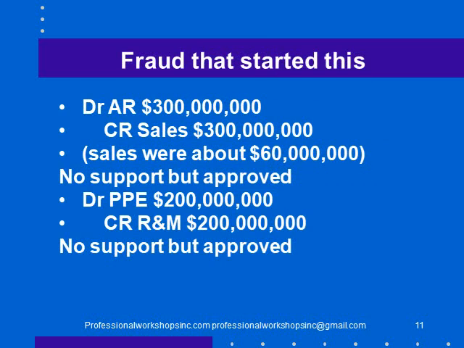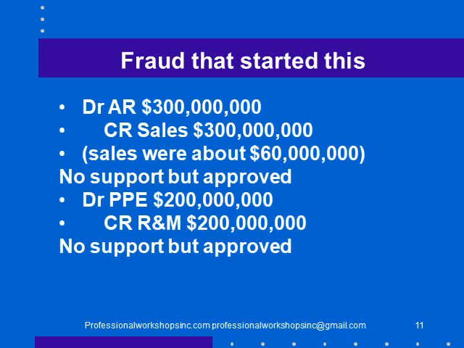Now, the fraud that started this was a public company that had sales of, I can't remember exactly, but the sales are about $60 million. And without any support or anything, management made a journal entry, debit accounts receivable, credit sales, $300 million. Far bigger than the actual recorded sales. There was no support, but it was approved. And then they went debit, property, plant, and equipment, $200 million, credit, repairs, and maintenance, $200 million. Nice round numbers, by the way. And again, no support, but it was approved.